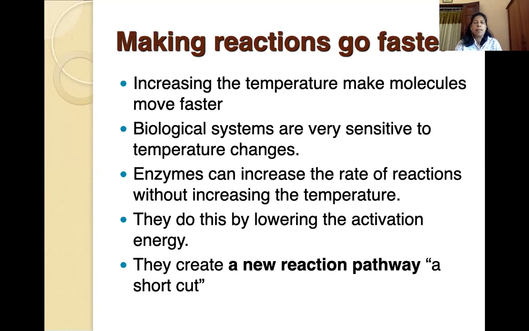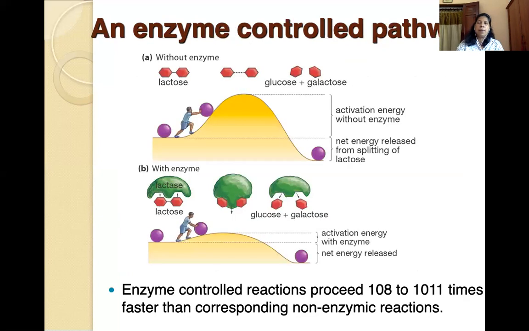In a similar way, glucose, sucrose or whatever sugars can also be broken down in our body, in the gut, right? At the stomach and also in the intestinal tract. Therefore, in the same way, enzymes can increase the rate of reaction without increasing the temperature. They do this by lowering the activation energy. They create a new reaction path as a shortcut. Therefore, what enzymes can do is lower the activation energy and produce a new reaction pathway.